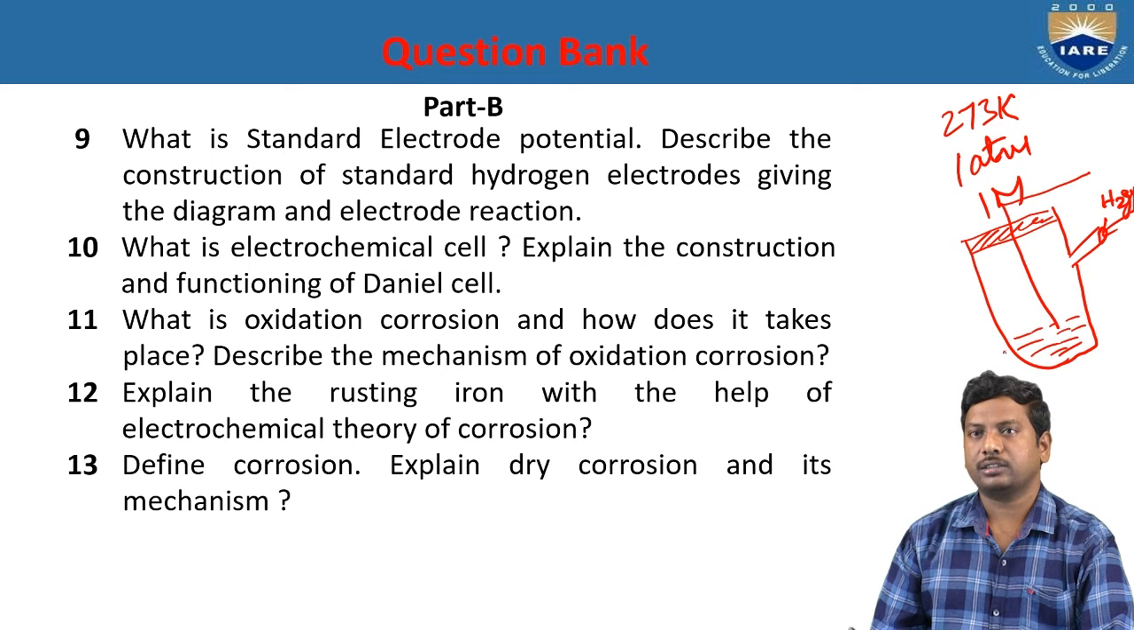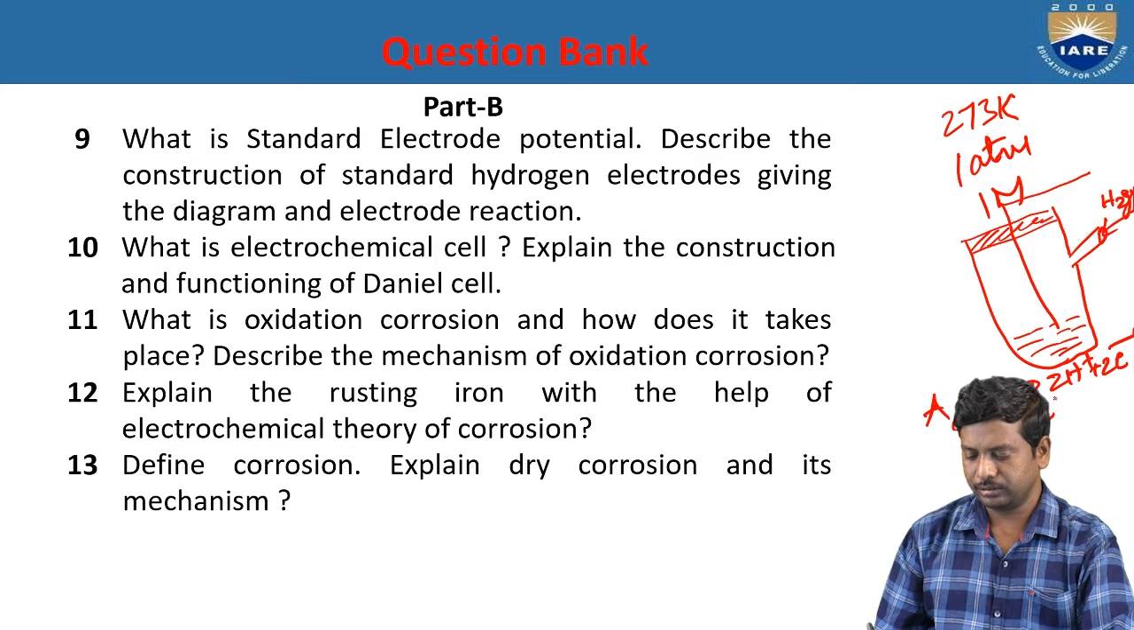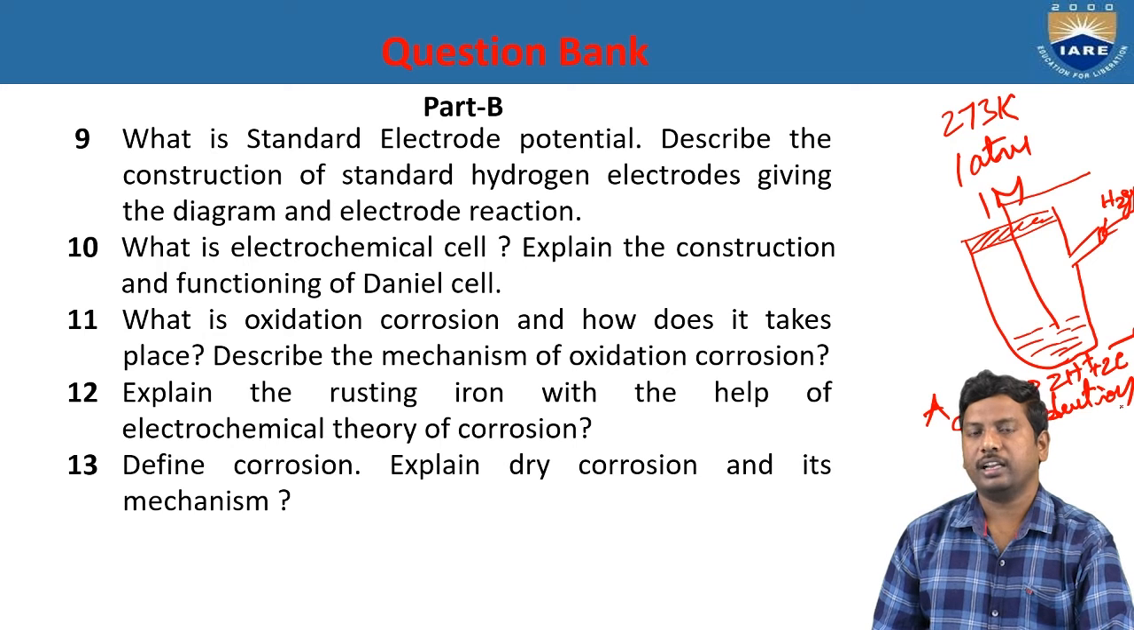And the electrode reaction is that hydrogen gas undergoes an oxidation reaction at the anode, and at the cathode a reduction reaction takes place. Okay, so finally we get a net cell reaction, and potential arises, and this acts as a standard hydrogen electrode, and the potential of the electrode should be equal to zero. Why? Because it is highly difficult to maintain the hydrogen gas at 1 atmospheric condition.